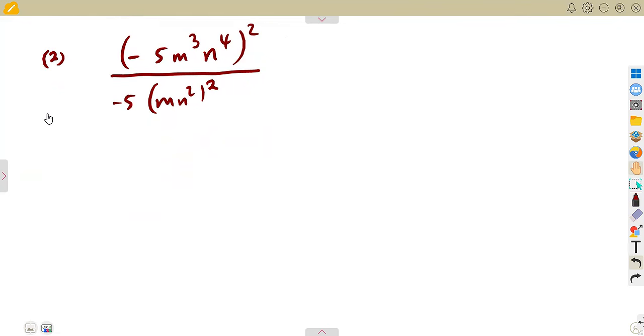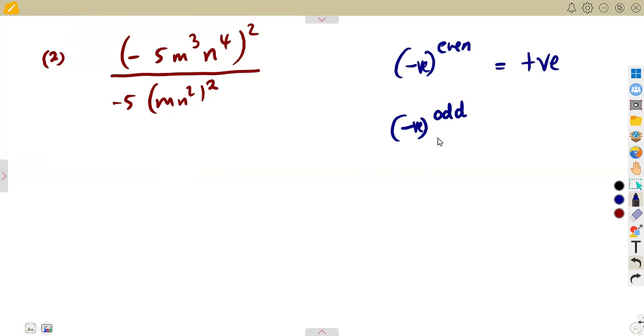So the question is, what am I supposed to simplify and how? Remember the concept of a negative number being raised to an even exponent, or a negative being raised to an odd one. If you raise a negative to an even number, it becomes a positive. If you raise a negative to an odd number, it remains a negative number.